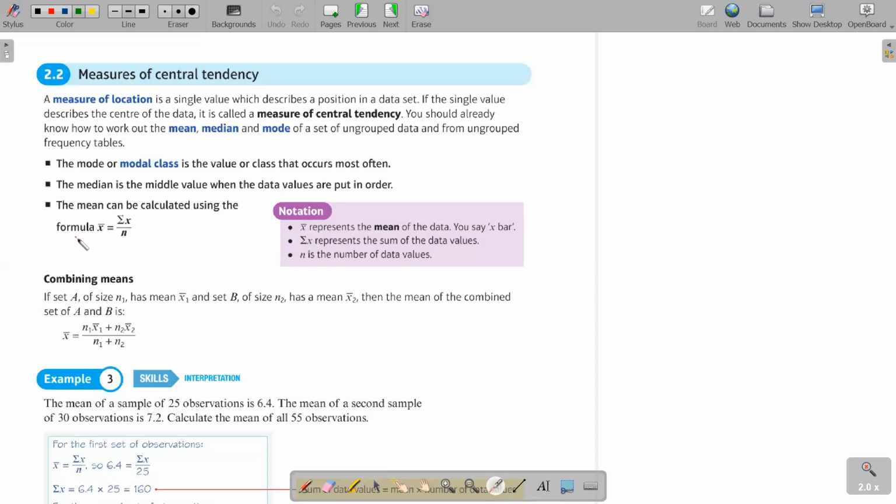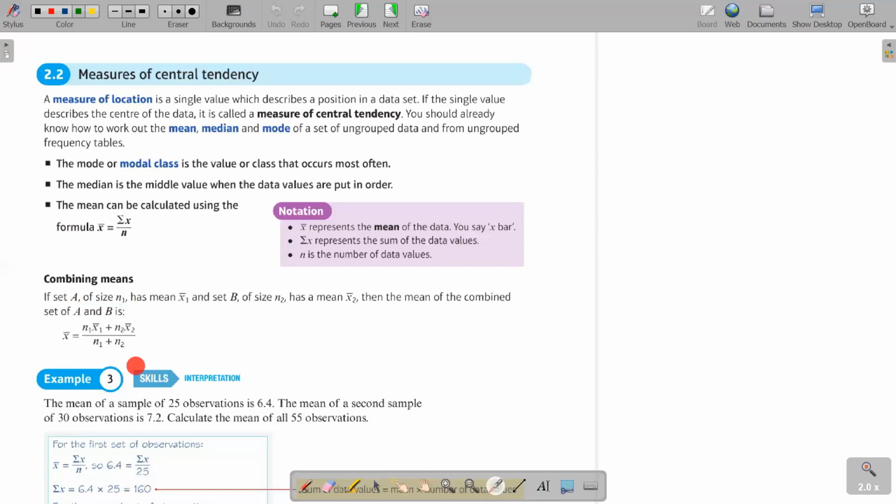So the notation x bar, when you see the letter x with a line on top, immediately in your mind it should be read as x bar, which means the mean of x, the average x value. Also there's one more theory they have given here, combining means. I think for this, it's better that we go with examples. They say if set A of size n1 has mean x bar 1 and set B of size n2 has mean x bar 2, then the mean of the combined set of A and B is n1 x bar 1 plus n2 x bar 2 over n1 plus n2.